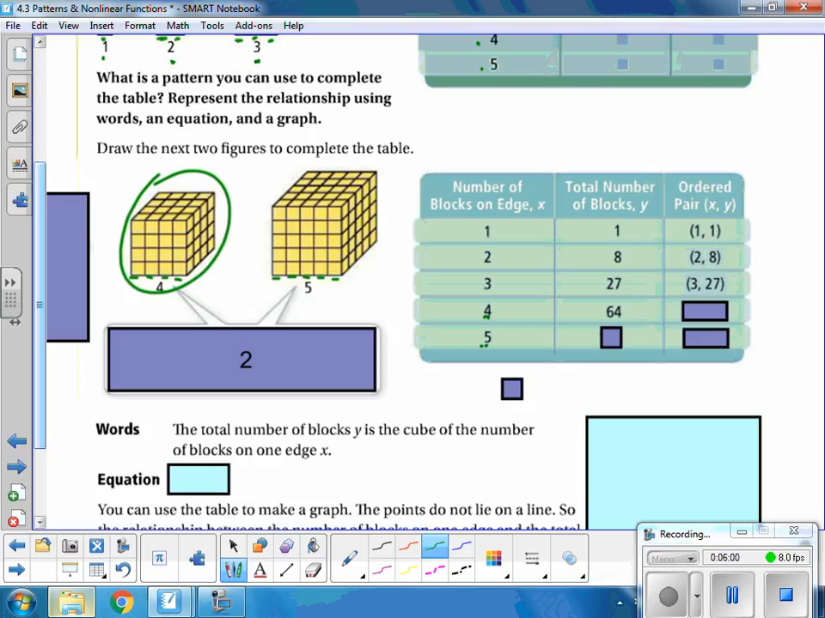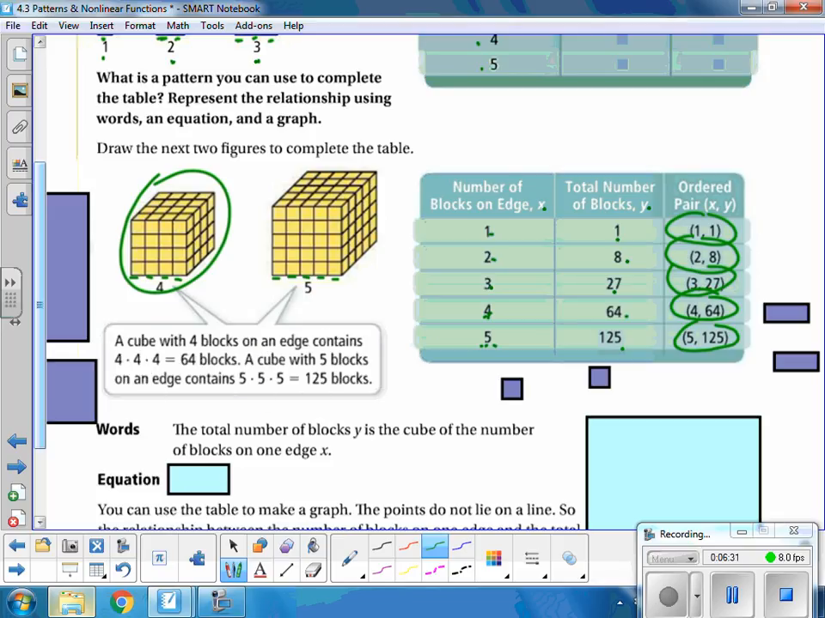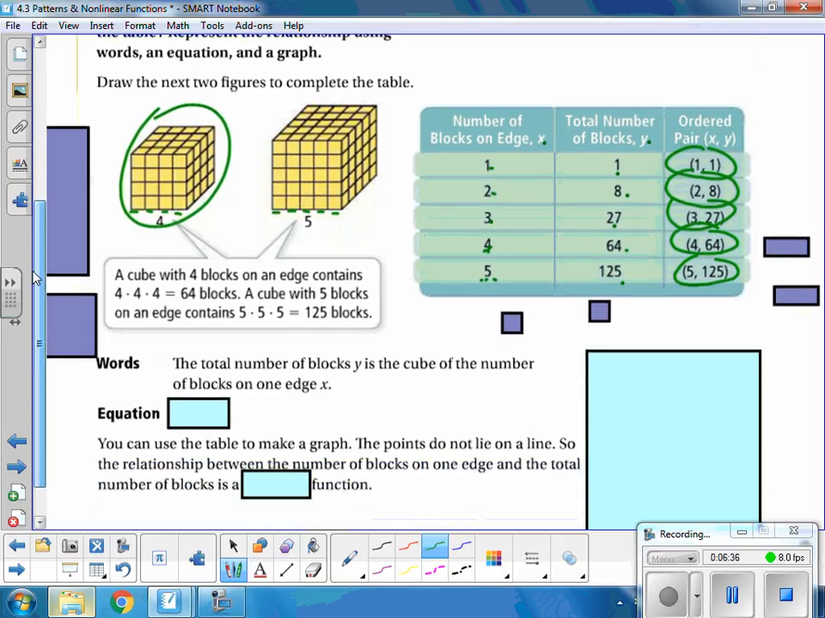And because of that, I can do my ordered pair from it. Just like at the top here, if I'm looking at my edges to my total blocks, I can come up with the coordinates 1, 1, which I got here. And I can have the coordinates 2, 8. Because I want to graph this. I want to take a look at the relationship. So it's 3, 27. So it's going to be 4, 64. It's going to be 5 and 125. And I've got these coordinates now, looking for a relationship between them. A cube with 4 blocks on the edge contains 4 times 4 times 4, our 64 blocks. So that's where we're getting our numbers from.